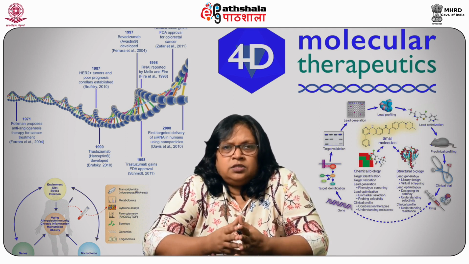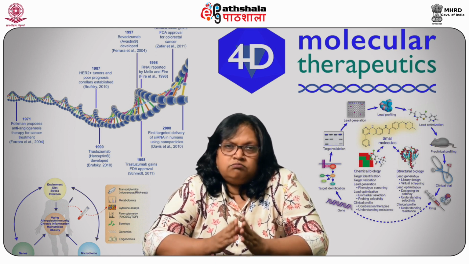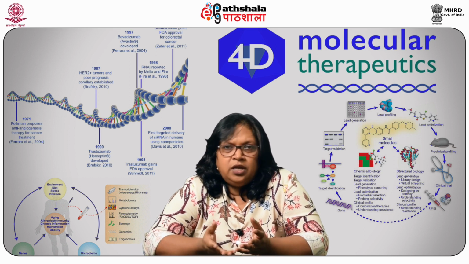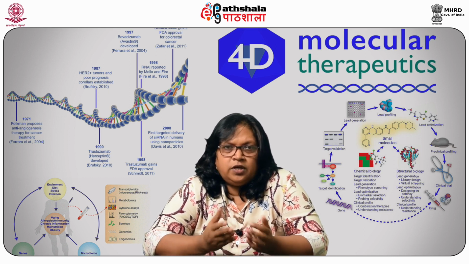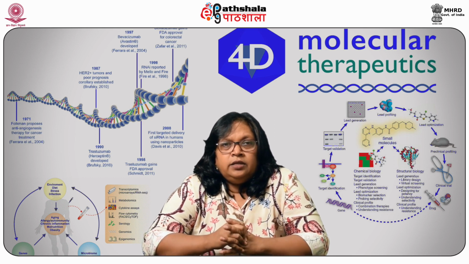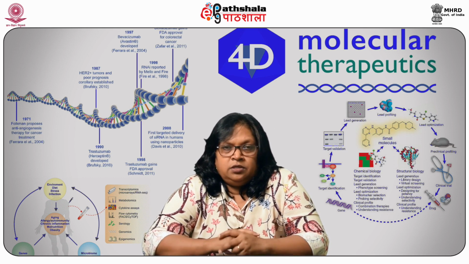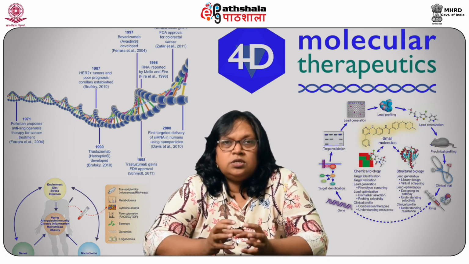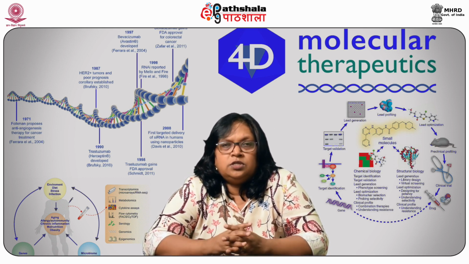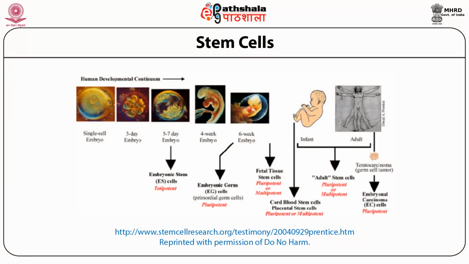These adult stem cells can be obtained from limited tissues such as bone marrow, muscle, and brain. These are the tissues from which we can get adult stem cells, and they can also be obtained from placental cord or baby teeth. So these are some of the sources of adult stem cells.